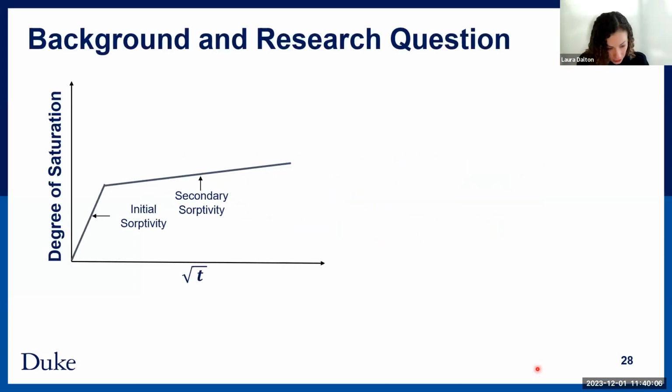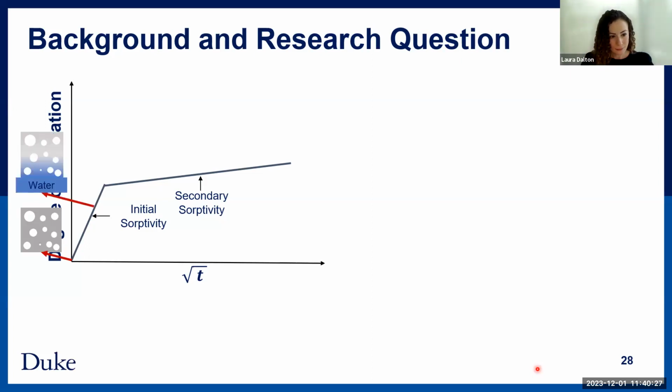So some more background on cement. I mentioned it has this really complex pore system. What you're seeing here on the y-axis is degree of saturation, and on the x-axis is the square root of time. If you have a piece of mortar, concrete, etc., it's just like a sponge. If you put it in contact with water, basically through capillary action, it will be absorbed into the material.